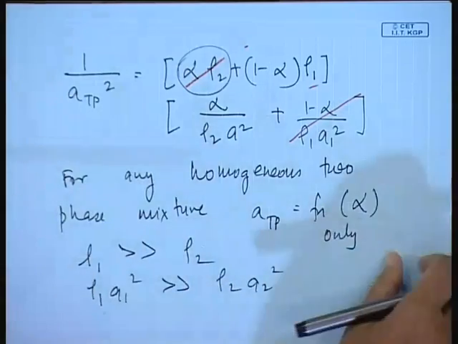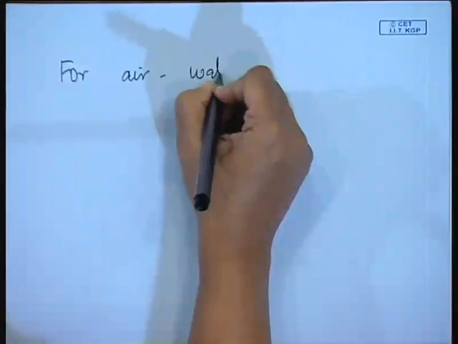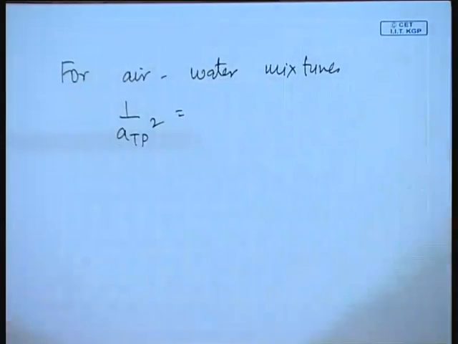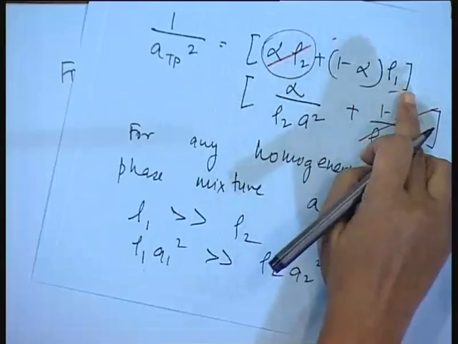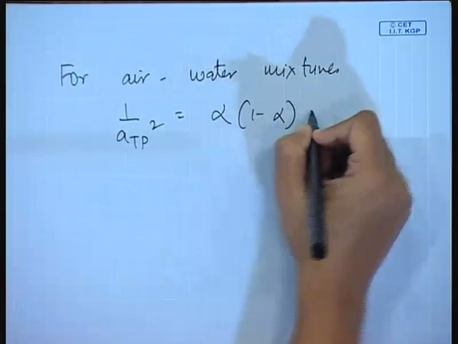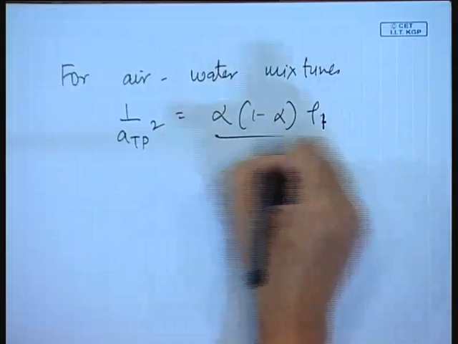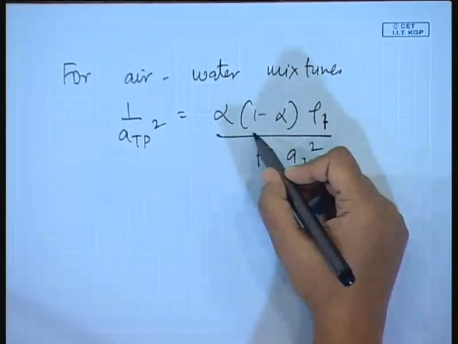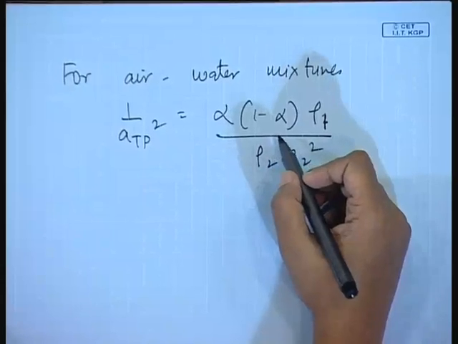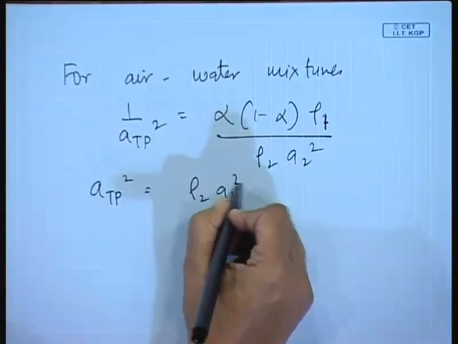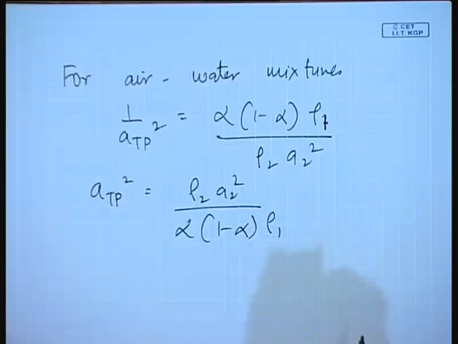So, usually we find that 1 by ATP square for air water mixtures, this is not for anything else, just for air water or vapor liquid mixtures only, we get this. What do we get? 1 by ATP square is nothing but equal to 1 minus alpha rho 1 into alpha by rho 2 A 2 square, isn't it? So, rearranging and writing, we get alpha into 1 minus alpha, rho 1 by rho 2 A 2 square. Now, this is a function of alpha. Since this is a function of alpha, we get that ATP square equals rho 2 A 2 square by alpha into 1 minus alpha into rho 1.